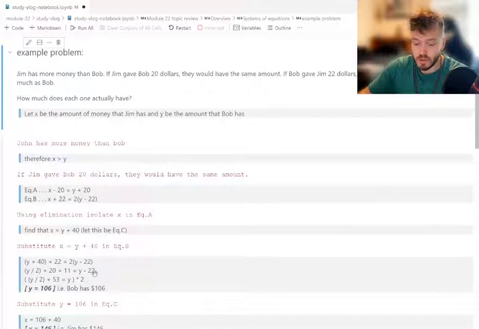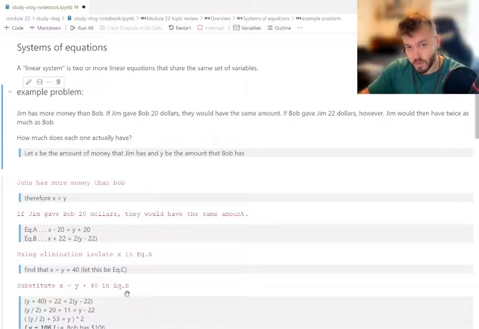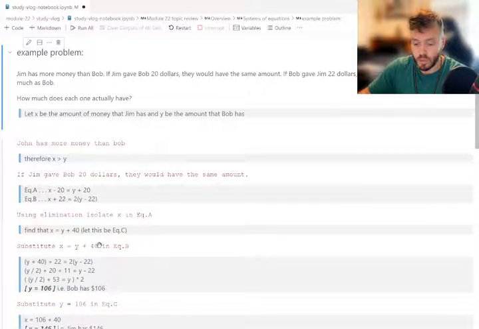Now we can use substitution. So now we've solved for one variable, we can substitute the equation representing that variable in a different equation, right? Now that we have something that represents x that isn't x itself, we're going to plug that into equation B, x plus 22 equals 2 times y minus 22. So you see here we just replaced x with y plus 40, because we know that x equals y plus 40. Now we do a little bit of simple algebra.